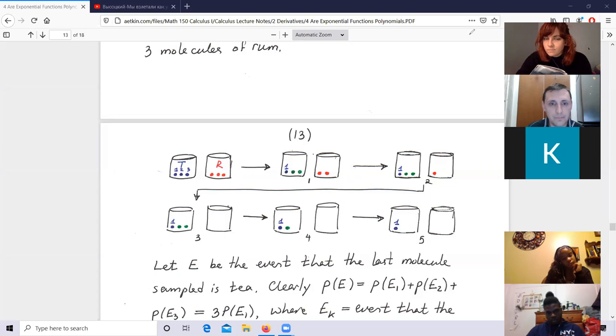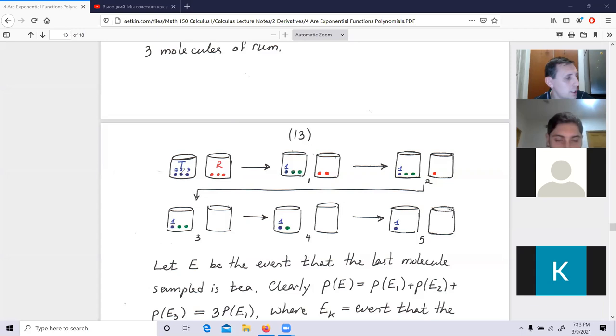Two out of three. Correct. Look at it. It must be the two molecules. One of two molecules is removed, but this one isn't. So it's two out of three. What's the probability that it survives the second round?